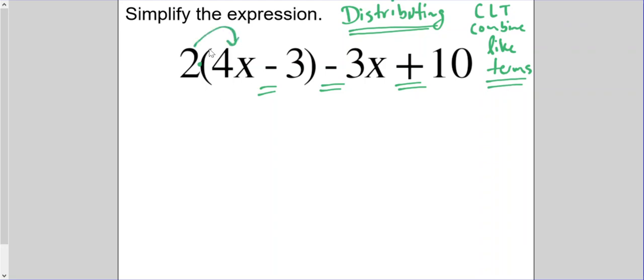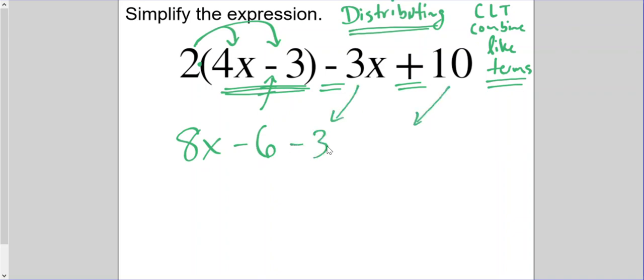So I'm going to start off by distributing that 2 into both terms inside the parentheses. And the reason I know I have to distribute is that I have adding or subtracting inside of that set of parentheses. So 2 times 4x is 8x. 2 times a negative 3 is a negative 6. And then really I'm just going to drag these two terms down. Minus 3x and plus 10. Now, so that's the distributing part of that.